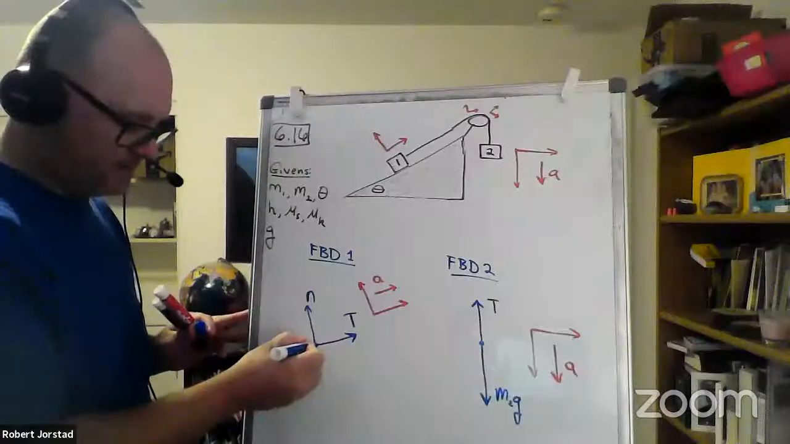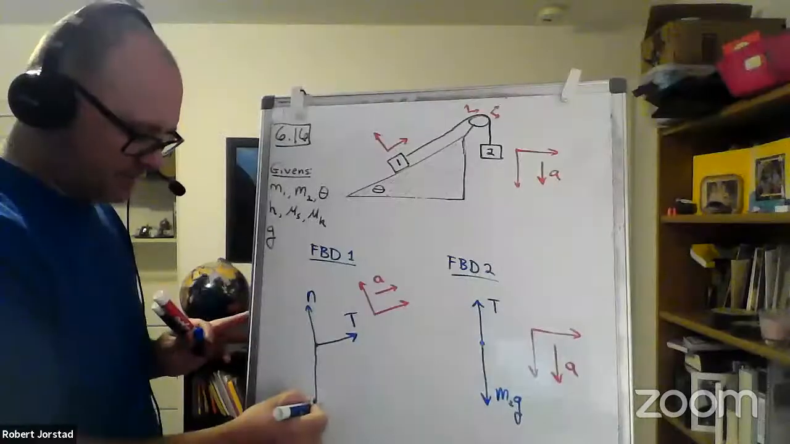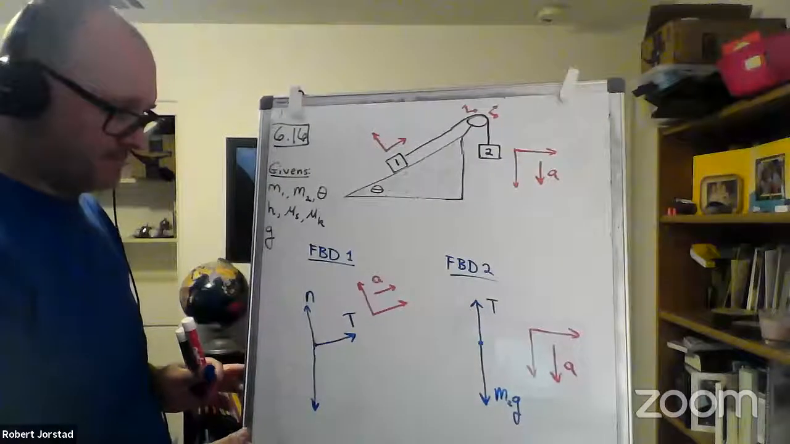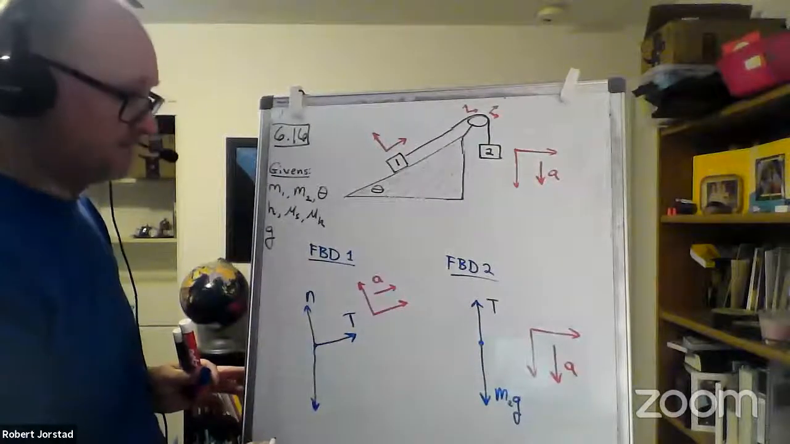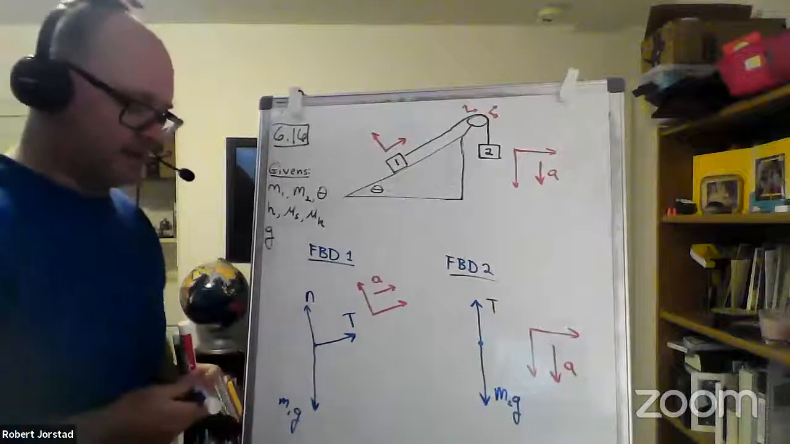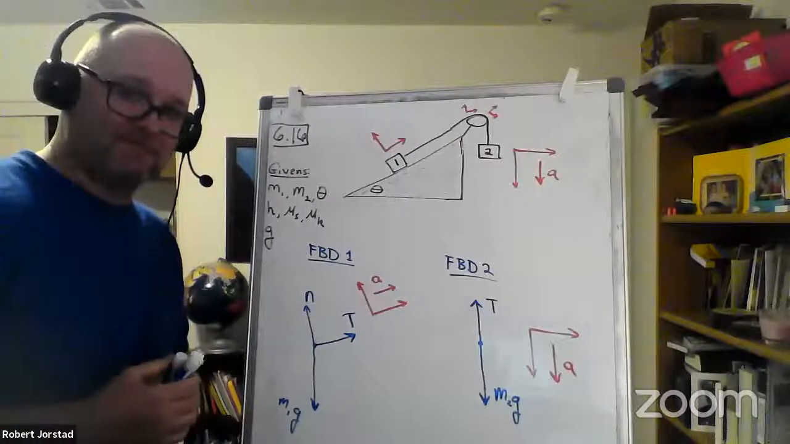Gravity. Okay. Which way does that point? Straight down. Nice. How would you label that? M1G. Nice. Nice job remembering that subscript. Okay, so we're all done, right? Oh, we forgot friction. Very well done.